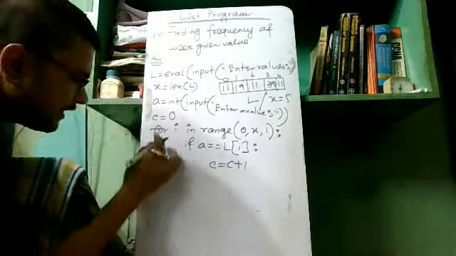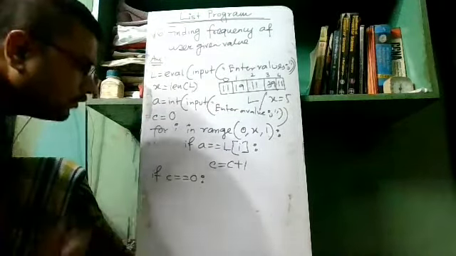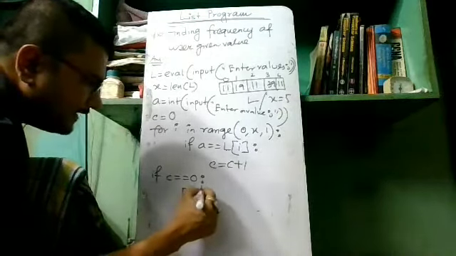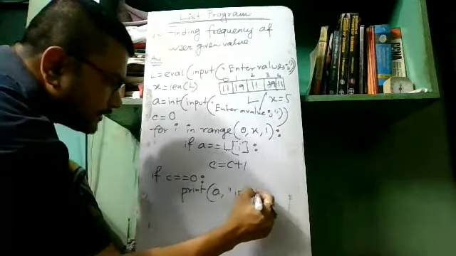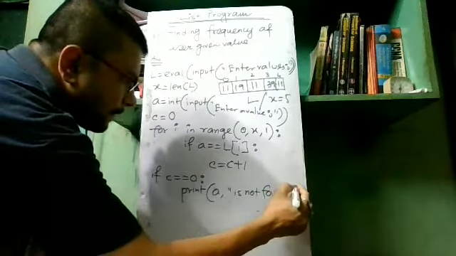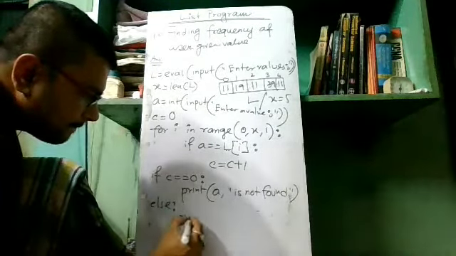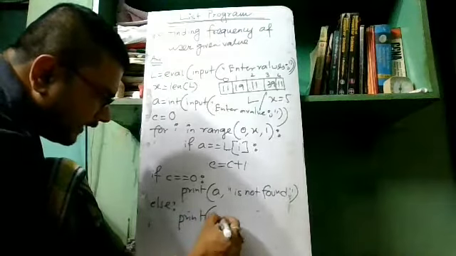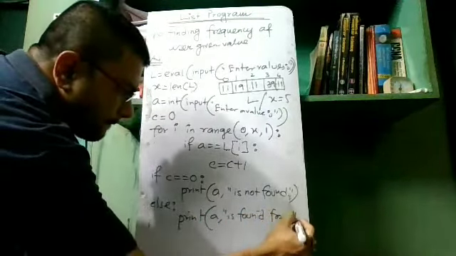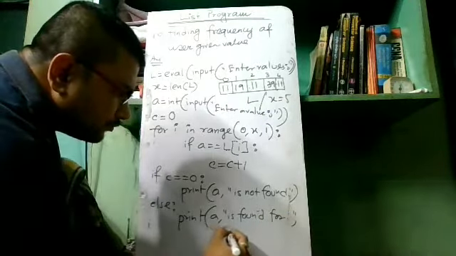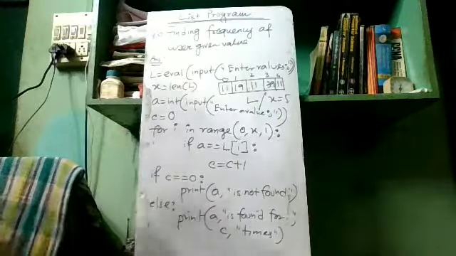After that we are coming out from the for loop. If c equal to 0, print a is not found, else print a is found for c times. So this is the entire program.